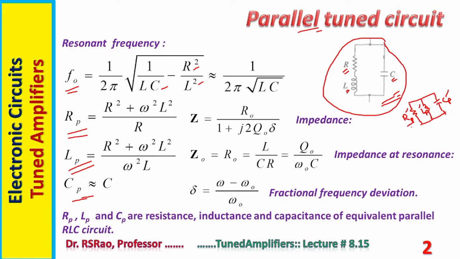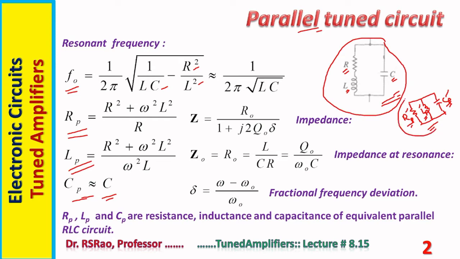The value of RP, value of LP, value of CP can be found in terms of R, L, C. Those values are given here in the form of expressions. RP is R square plus omega square L square by R. LP is R square plus omega square L square by omega square L. CP is C. The purpose of expressing the actual LC parallel circuit in terms of this parallel RLC circuit is that it becomes easy to deal with and to analyze the circuit.